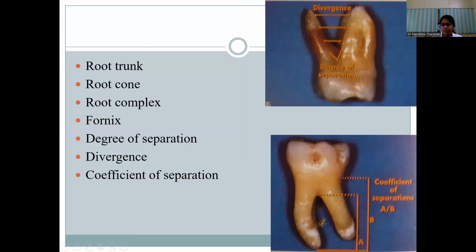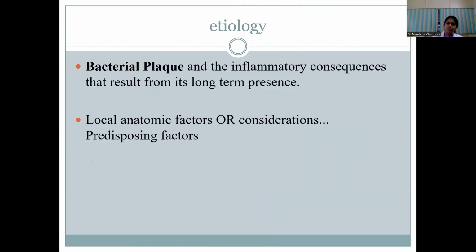Now what is coefficient of separation? In this picture, it is A by B. Now, what is A and what is B? A is the root distance from the bisecting area of the root till the tip of the tooth root. And B is from the CEJ till the tip. So B is the root complex and A is the root cone. So root cone to root complex, that ratio is called the coefficient of separation.